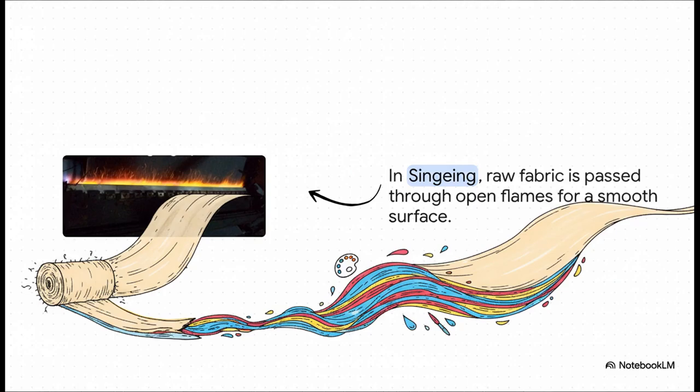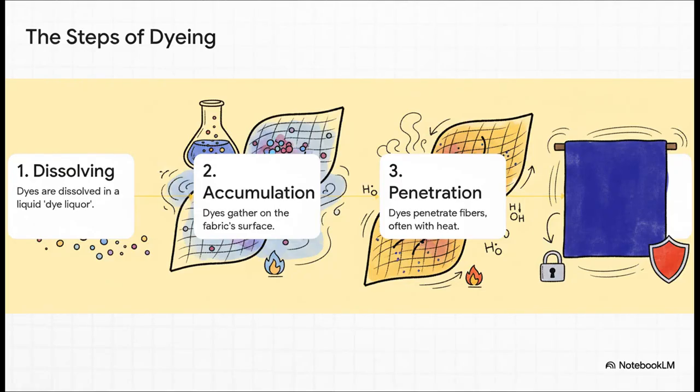This process burns off all the tiny fuzzy fibers that are sticking out from the surface, but it's so fast it doesn't damage the cloth itself. It's one of the first steps to get the fabric ready for its biggest transformation: adding color. Now, the chemistry of dyeing is really complex, but the whole process can be broken down into 4 key stages. First, the dye gets dissolved in a liquid bath. Then you put the fabric in, and the dye particles start to gather on the surface. After that, heat and other chemicals help that dye penetrate deep down inside the fibers. And finally, a fixation step locks the color in so it doesn't just wash out.